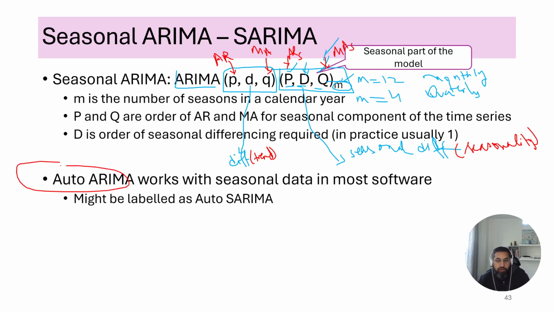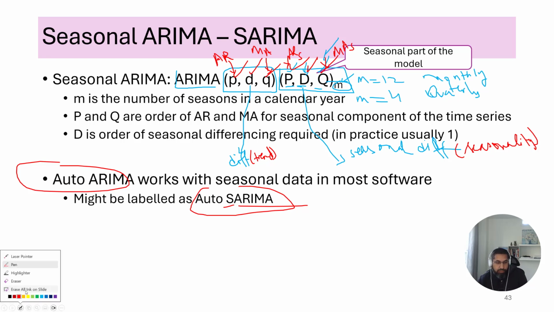Okay. Auto ARIMA works perfectly well with seasonality. So it will estimate p, d, q, and capital P, capital D, capital Q for you. So you don't have to manually select these values. I mean, you could try a bunch of values, try different models, see what works best. But Auto ARIMA will handle seasonality and pick it for you. Whatever software you use, Auto ARIMA might be called Auto SARIMA. I don't like to call it SARIMA because it's basically an ARIMA model with seasonality. But you might see software call it Auto SARIMA instead of Auto ARIMA. That just has the seasonal part, the capital P, D, and Q.